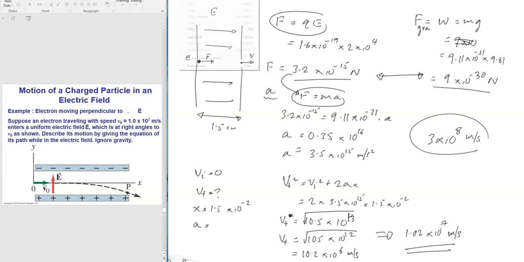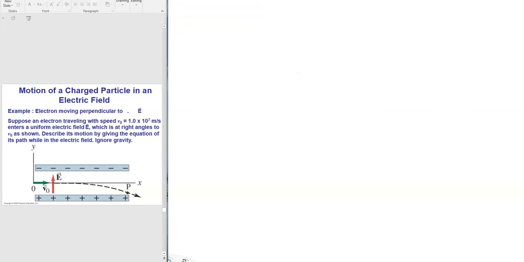Actually, I can erase the whole thing. So here we have the cavity, the accelerator with the electric field. Now the electron comes out. The electron comes out with a speed of 1 times 10 to the 7 meters per second.